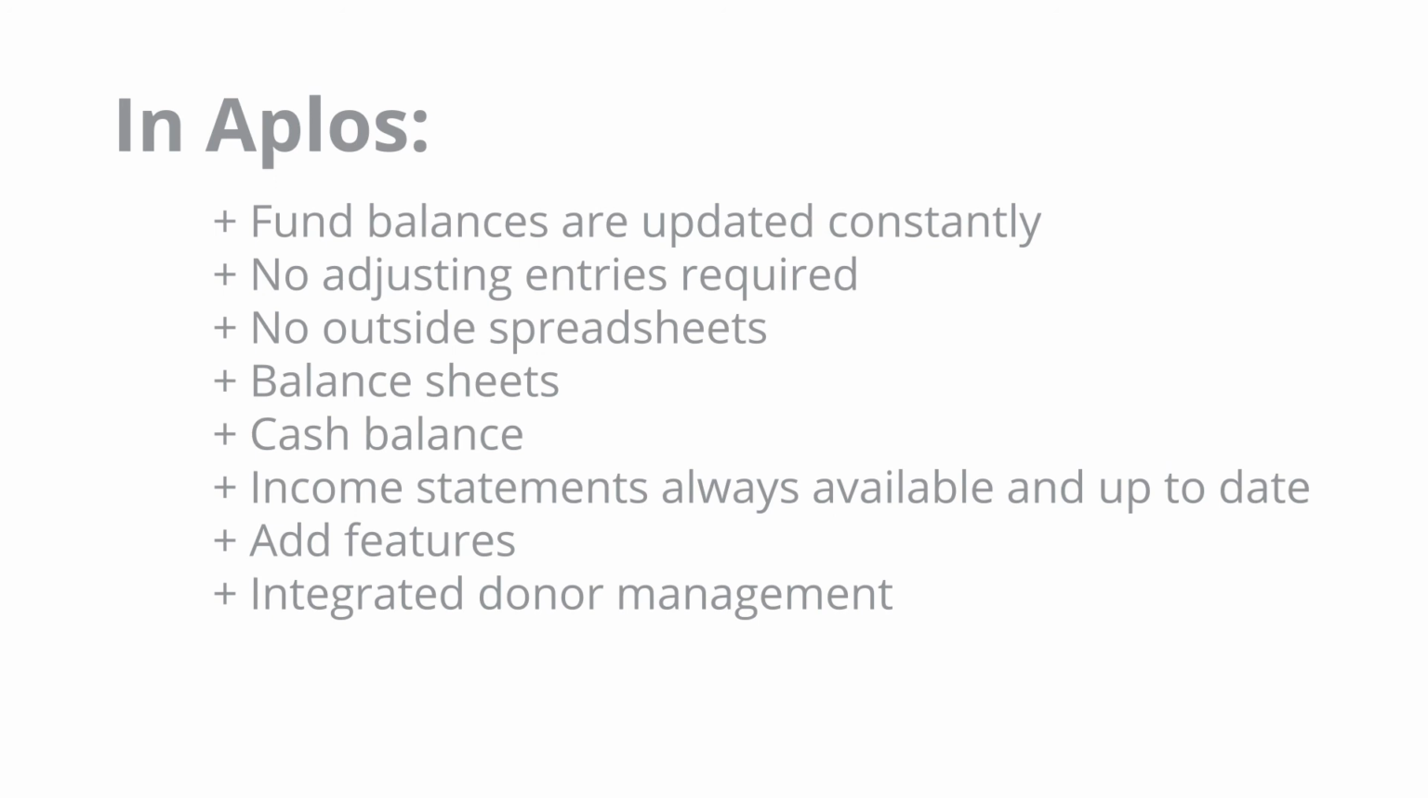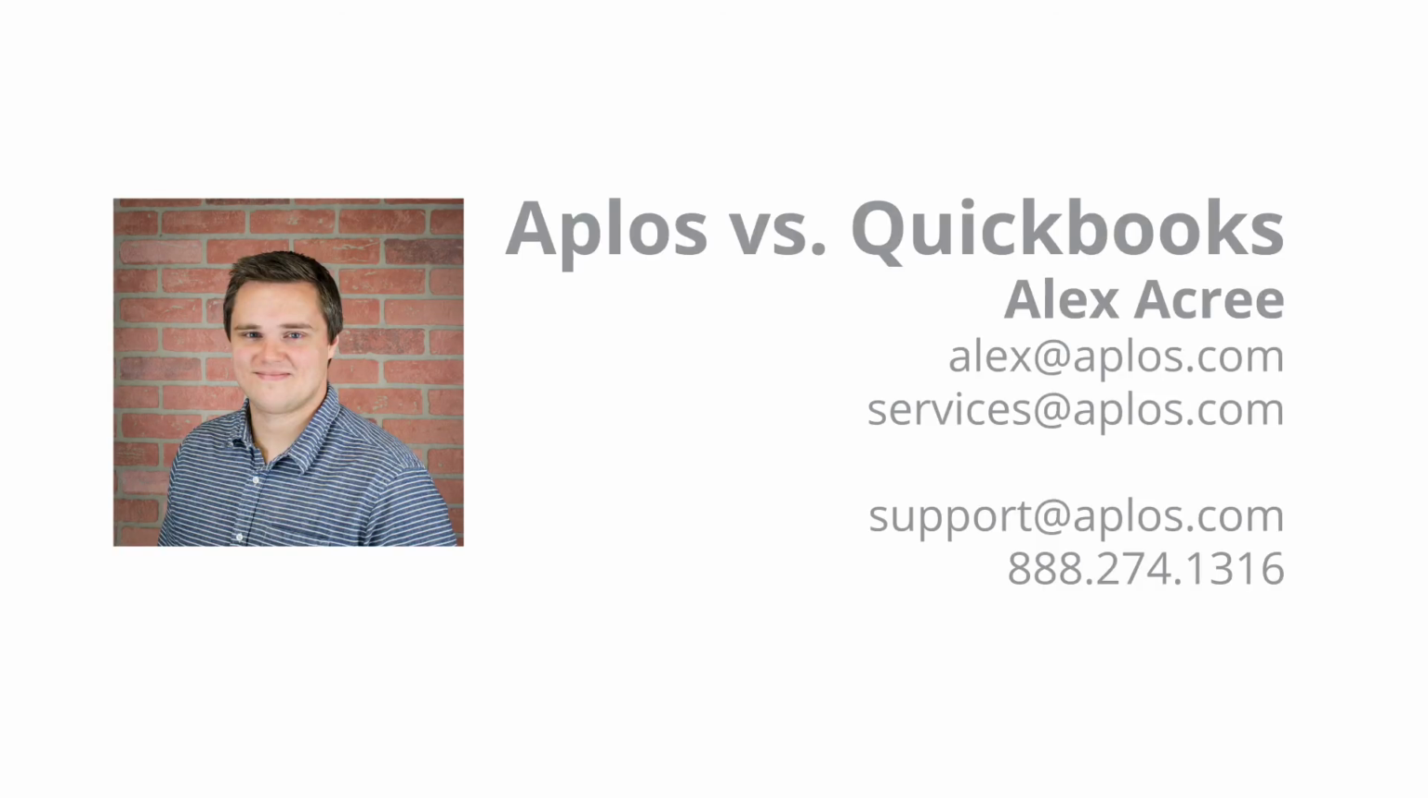And then a bonus feature of Aplos is we also have been developing other nonprofit software like donor management. So not only do you have the accounting side of it kept up to date, the QuickBooks side, you've also now got an integrated donor management platform. So if you need to track your donors and accounting, you can do both with Aplos. All right, so that's just a very quick skip of a rock through the differences between QuickBooks and Aplos accounting.